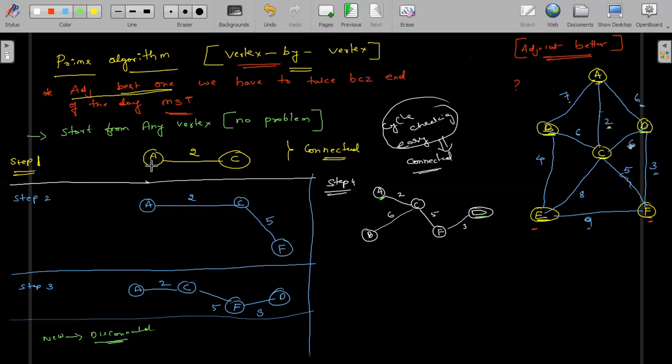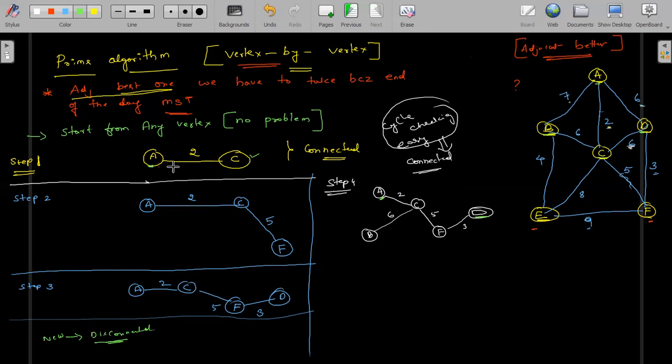See, I visited A. Yes or not? First I selected A. I visited it. Now, what is the best adjacent vertex? I checked everywhere. From A to B, it is taking 7. From A to D, it is taking 6. From A to C, it is taking 2. The best adjacent is A to C. That's what I selected.